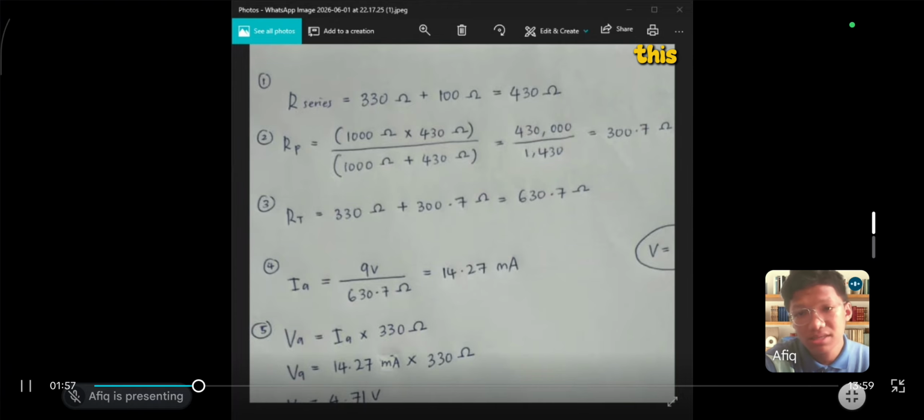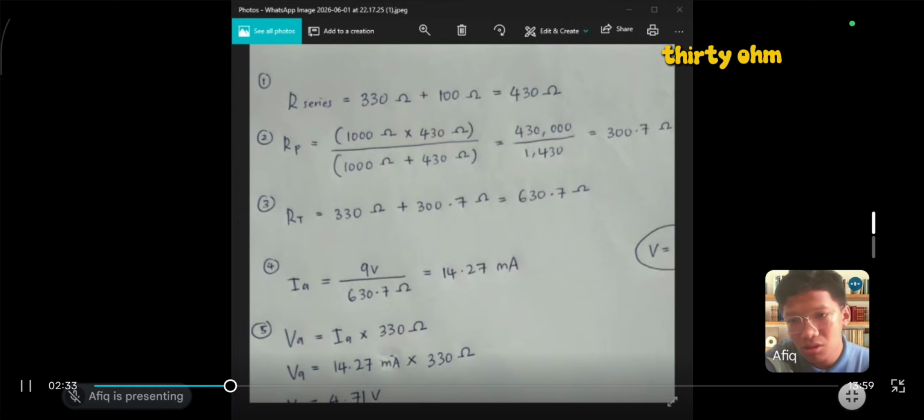Step 2, this equivalent 430 ohm branch is parallel with our central 1000 ohm resistor, which is RB, and let's find their combined parallel resistance, which is RP. So RP is equal to RB multiplied by R series divided by RB plus R series. The value is 1000 ohm multiplied by 430 ohm divided by 1000 ohm plus 430 ohm. So we got the answer, which is 300.7 ohm.